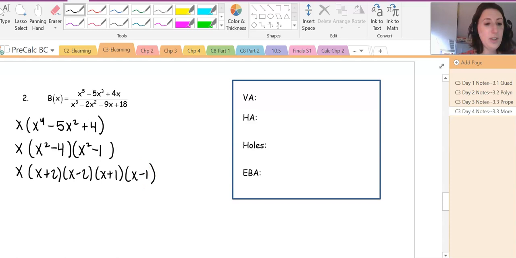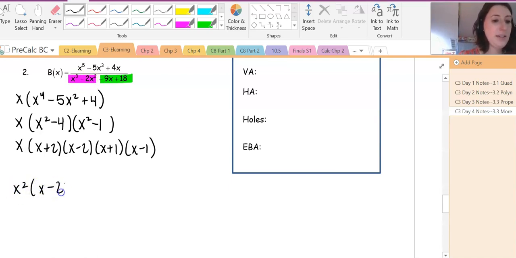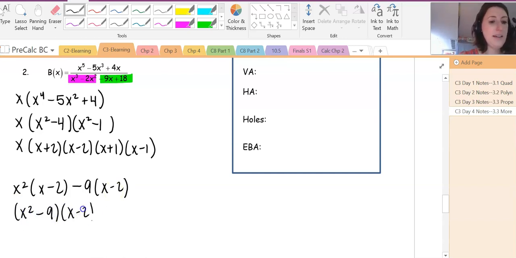Okay. So that's the top. Let's just leave that alone for now. And then for the bottom, what I'm going to try to do is factor by grouping again. Usually if there are 4 terms, it's a good guess. You can't always factor by grouping, but a lot of times you can. So I'm going to take out an x squared, that's x minus 2. And then I'm going to take out a -9, it's x minus 2, and since these x minus 2's are the same, I can factor by grouping: x squared minus 9, x minus 2.